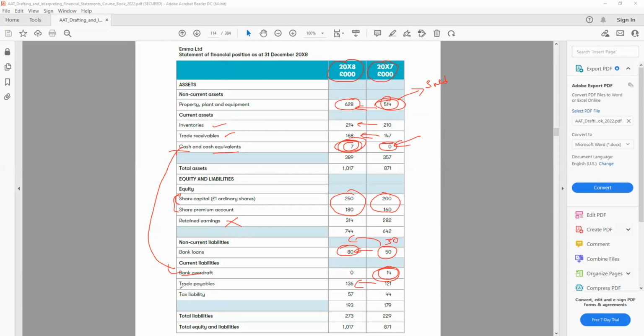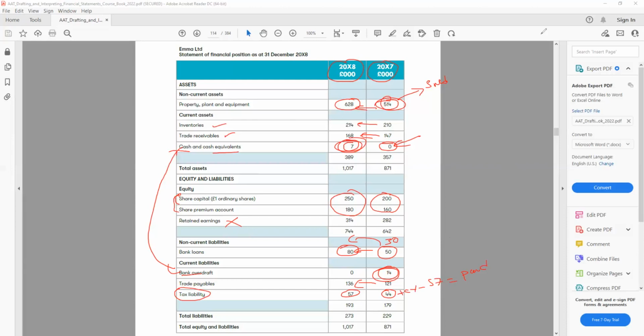Tax liability, we have to do a little adjustment with the tax liability. Start with the opening balance plus the current year charge from the profit and loss account, and minus the closing balance of 57. And that will tell us exactly how much tax was paid during the year. So for this one, we need to do little workings. And the tax paid will be subtracted from the profit and loss figure to find out the net cash generated from operating activities. All right, so we'll do everything.